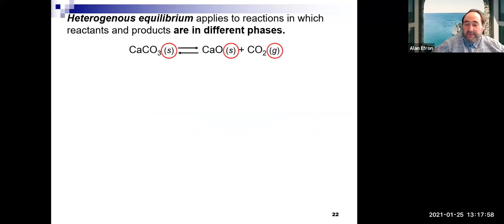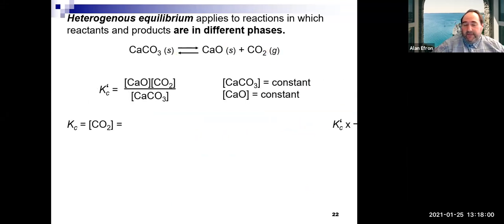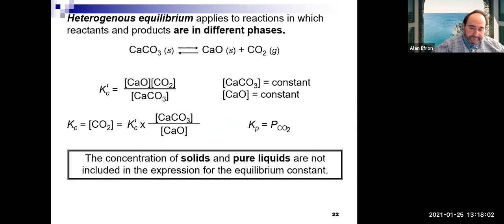So we talked a little about homogeneous equilibrium, and it doesn't always happen that way. Obviously, a lot of reactions involve mixtures of different states, and that's what is referred to as heterogeneous equilibrium. Just like a heterogeneous mixture, you see different phases. Here we have a lot of species in different phases: solids, gases, and so on. So we can approach it the same way by taking our products over our reactants.